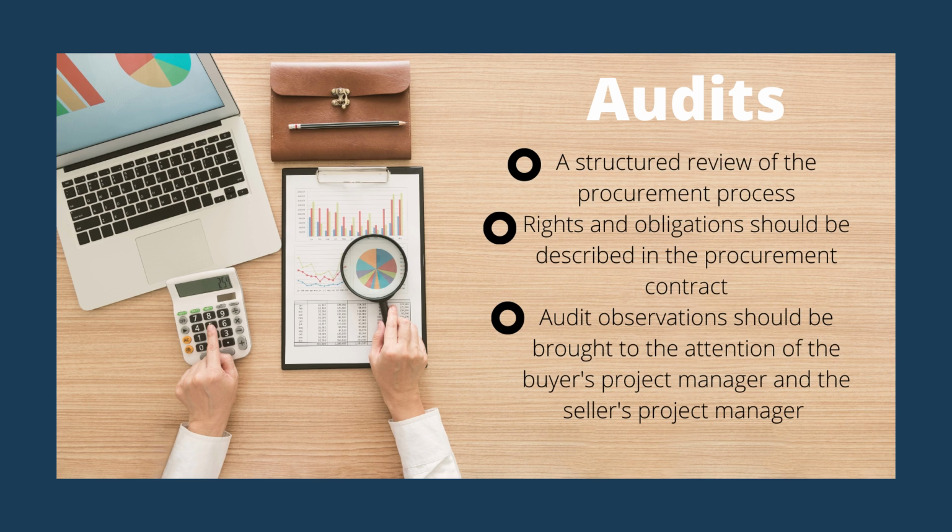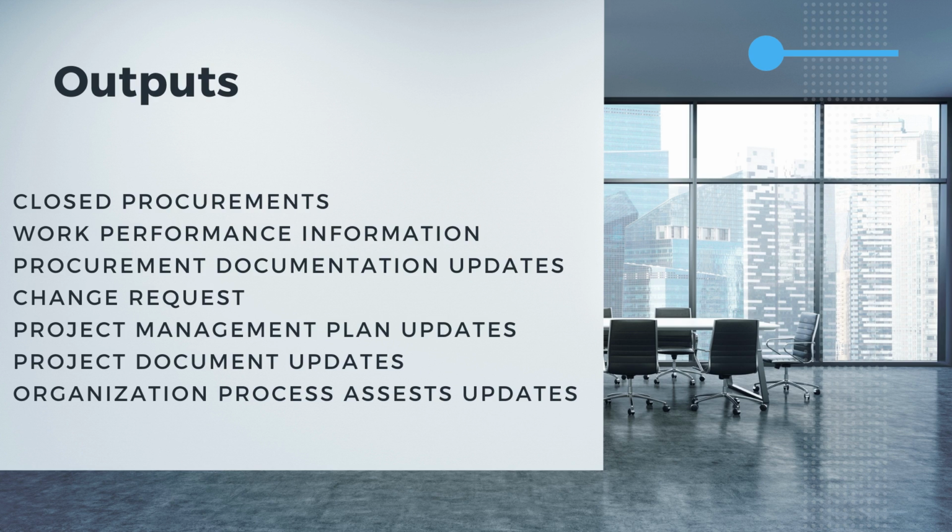The tools and techniques of the control procurements include the following: audits, data analysis, inspection, expert judgment, and claim administration. Audits are a structured review of the procurement process. Rights and obligations related to audits should be described in the procurement contract. Resulting audit observations should be brought to the attention of the buyer's project manager and the seller's project manager for adjustments to the project when necessary.